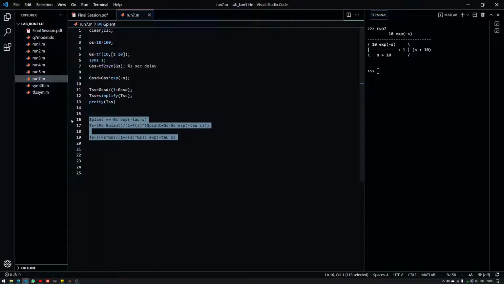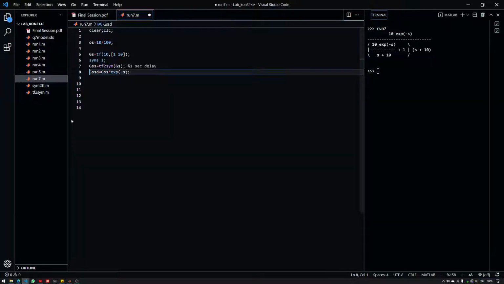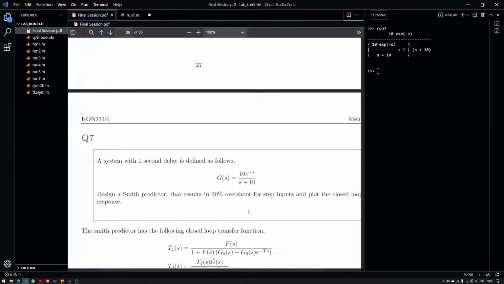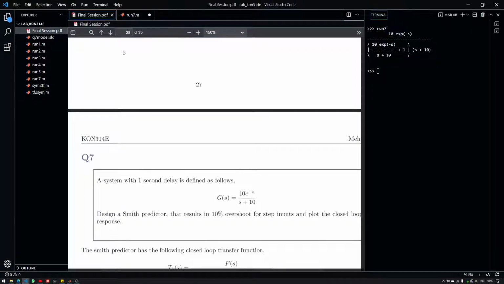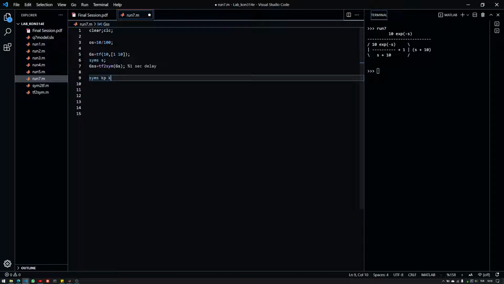So let's attack this problem by not even defining the delay part and trying to design a controller. Now, the overshoot value was 10%, and there's no settling time whatsoever. So we can go ahead and design our controller. Let's do that. So is there a controller? A system, 1 second delay. So we're not even restricted on controllers, but let's go with the PI controller.